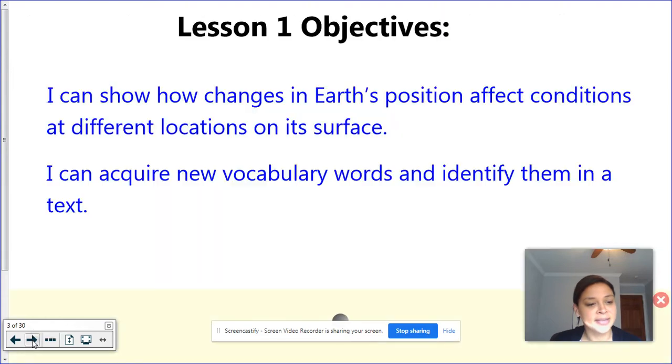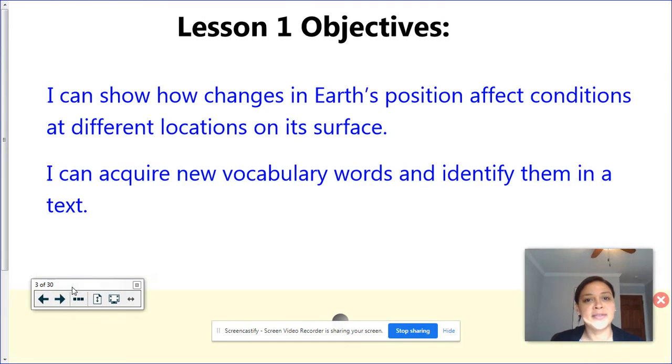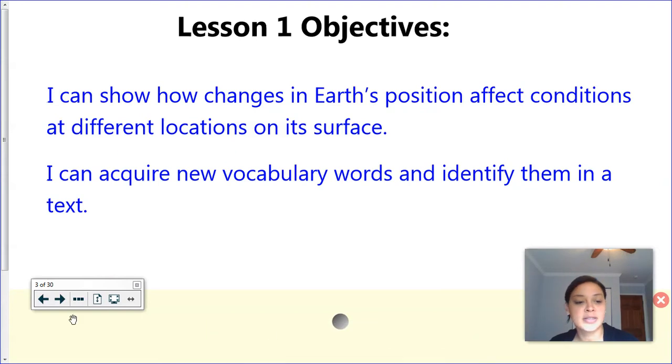So let's get started. We have 2 objectives today. I can show how changes in Earth's position affect conditions at different locations on its surface. I can acquire new vocabulary words and identify them in a text. We're going to be learning some new vocabulary words today and their definitions, their meanings.